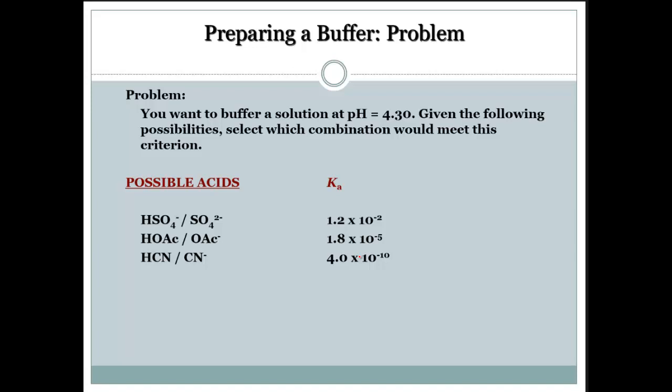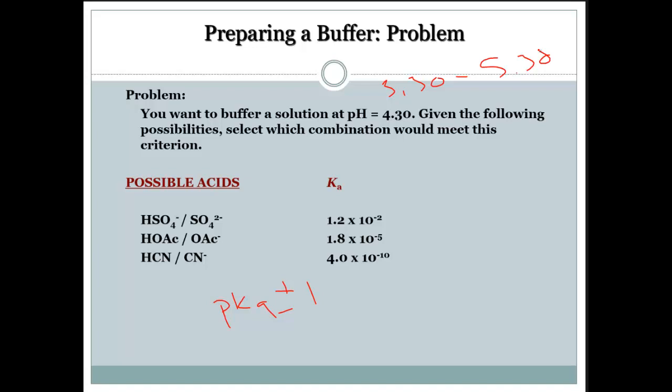Alright, so you want a buffer that has a pH of 4.30. Given the following possibilities, select the combination that would meet this criterion. So, when you're looking at buffers, you want a buffer with a pKa plus or minus 1. So that means we're looking for anything with a pKa of 3.30 to 5.30. You're looking for that range.